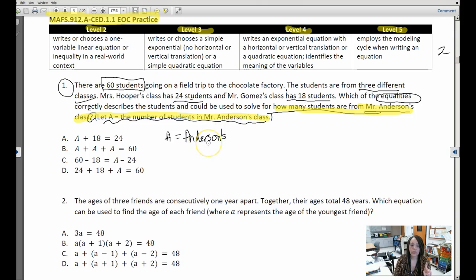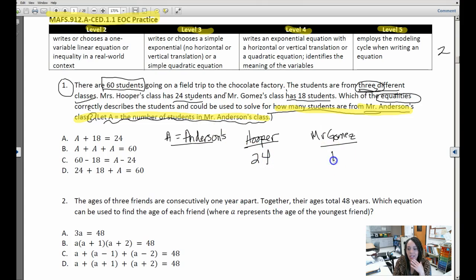Now remember there's two other teachers here. We have Mrs. Hooper, so I'm going to put Hooper. And we have Mr. Gomez. I should have just put Gomez, but okay. So Anderson, Hooper, and Gomez. And look, those are the 3 classes that went on this trip. All right? So the first thing I know is Mrs. Hooper had 24 students go on the trip.